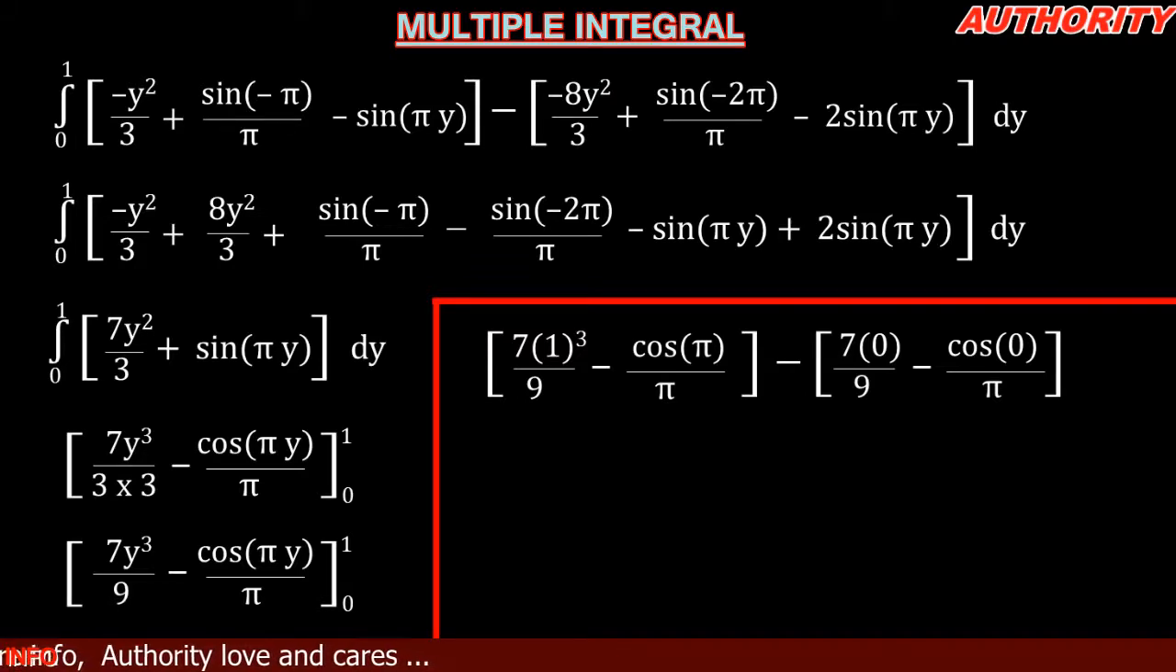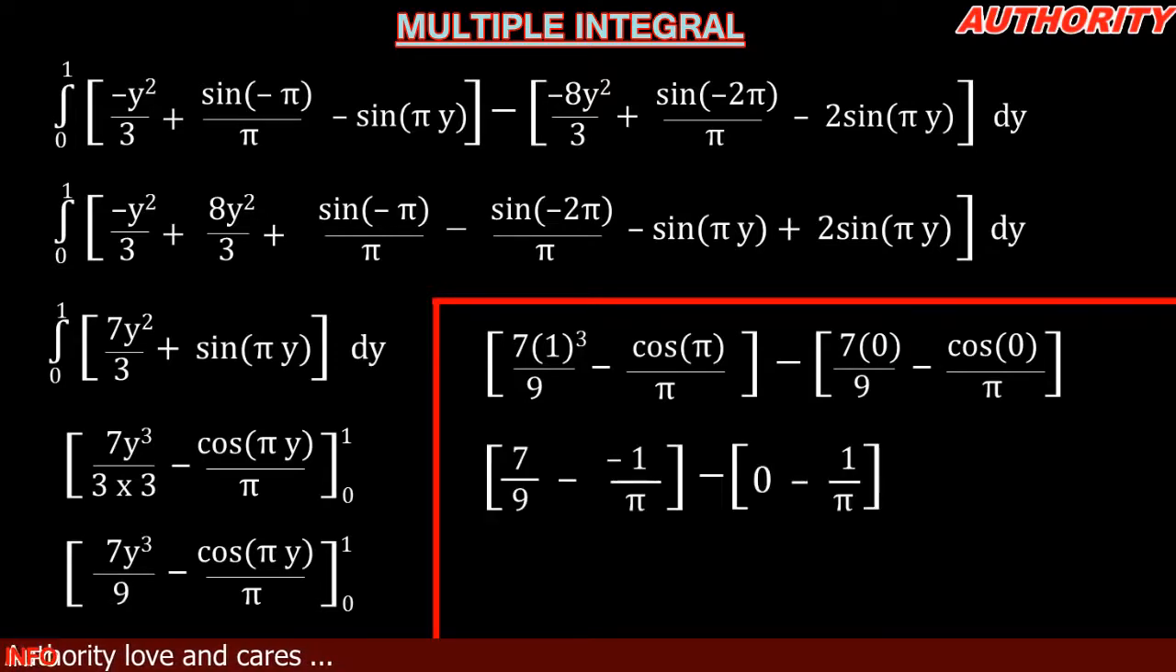When y is 1, we have cos pi all over pi in bracket, minus the lower boundary, 7 open bracket 0 all over 9 minus cos. When you say pi times 0, it's going to give you 0, so we have cos 0 all over pi. Okay, so here we have 7 times 1 is going to give you 7 all over 9 minus, when you say cos pi, it's going to give you minus 1, so you have minus 1 all over pi in the bracket. Then we have minus 7 times 0 all over 9 is equal to 0 minus, when you say cos 0 is 1 all over pi.